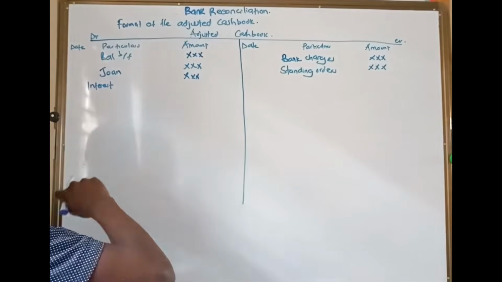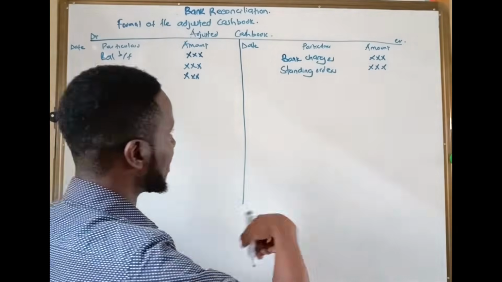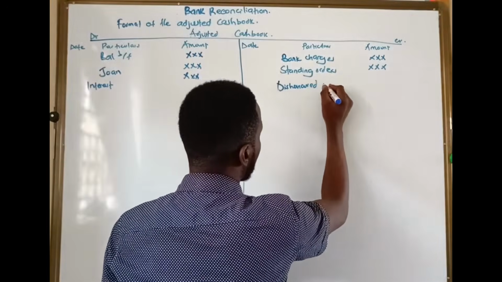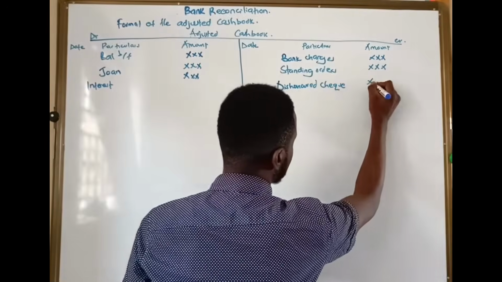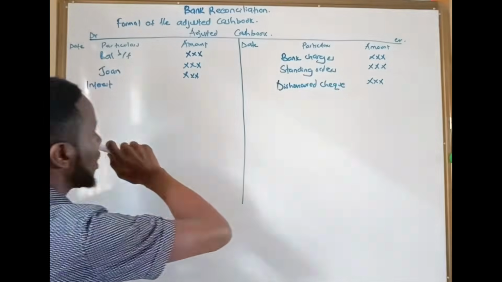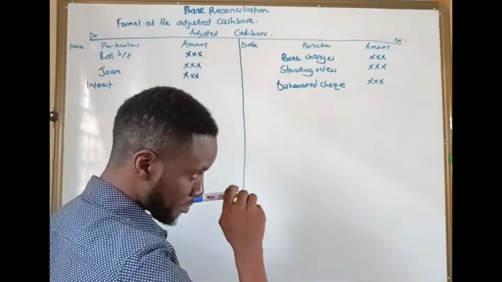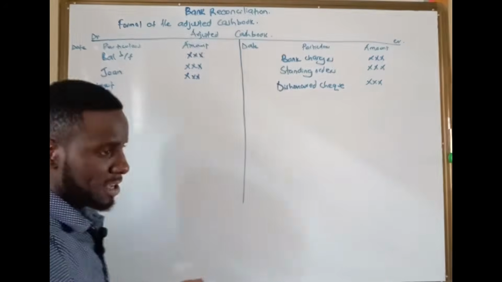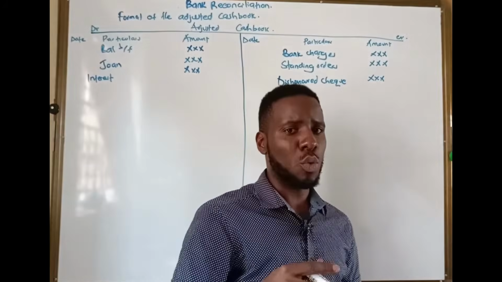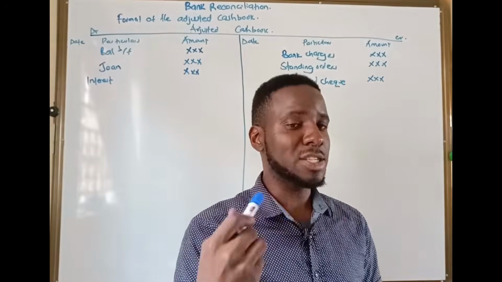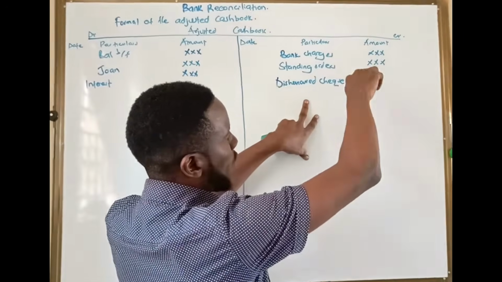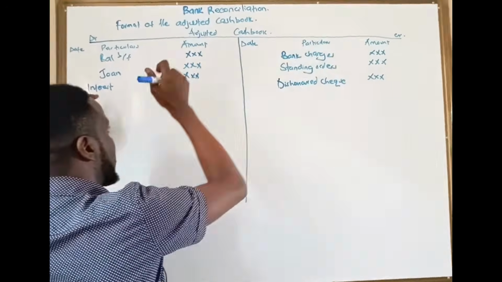Now, we can have other things, for example, a dishonored check. Let me talk about a dishonored check. A dishonored check might not always be on the credit side. It can also be on the debit side. For example, if you give out a check for an individual to take to the bank, and when that individual takes the check to the bank it's dishonored, remember that when you gave it out, you put it on the credit side. So when it's dishonored, you come and put it on the debit side.